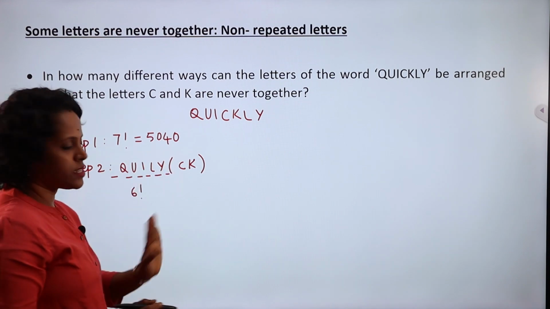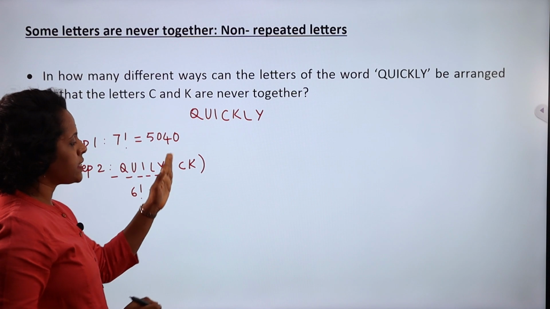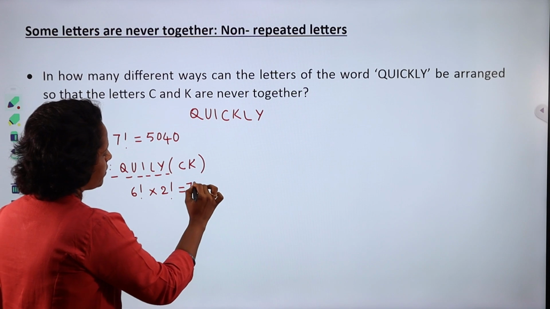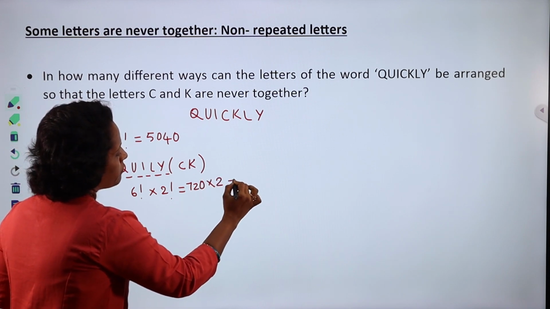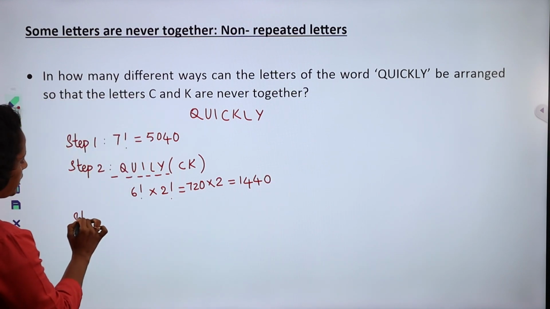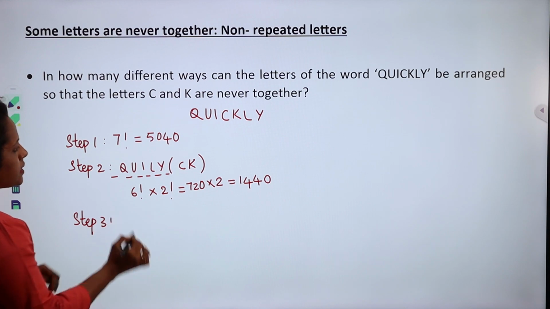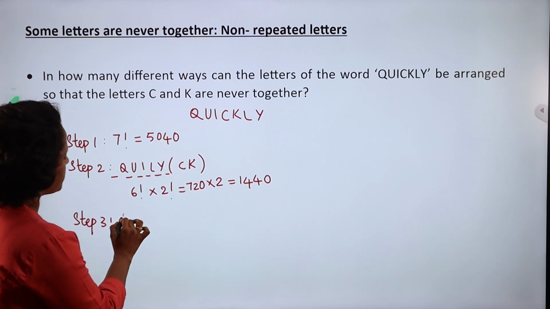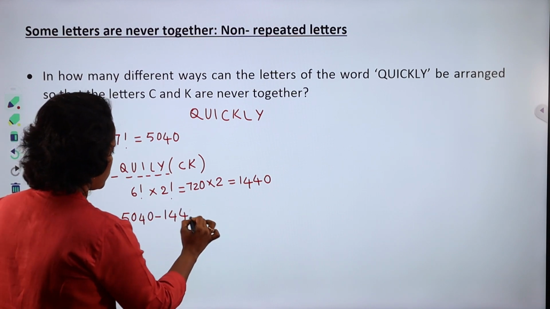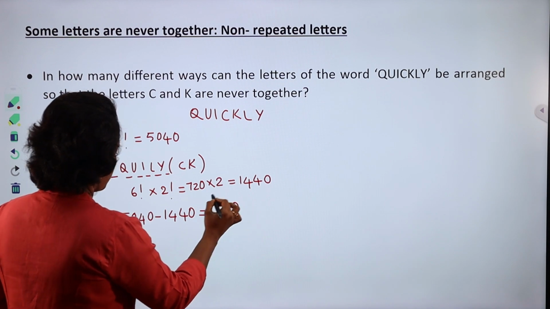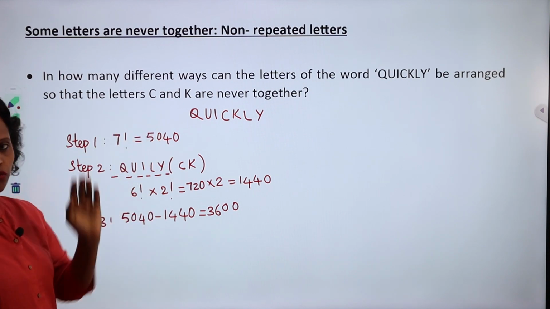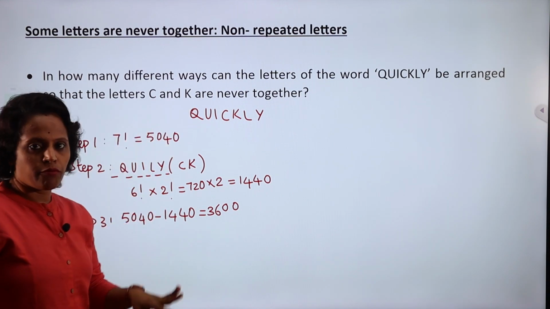As we can see, no letter is repeated. So 6 factorial ways, and CK, KC. We have 2 cases here, right? So 2 factorial. 6 factorial is 720. 2 factorial is 2, which will be 1440. Step 3. Step 3 is subtracting 1440 from 5040. 5040 minus 1440. Which will be 50 minus 10 is 40 minus 4 is 36. 3600 words can be formed in which C and K are never together.